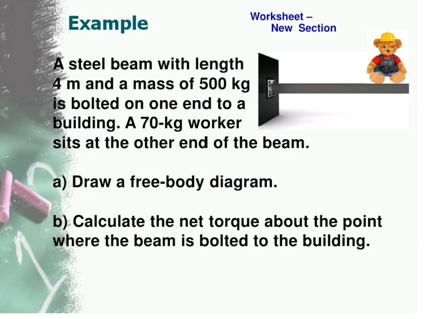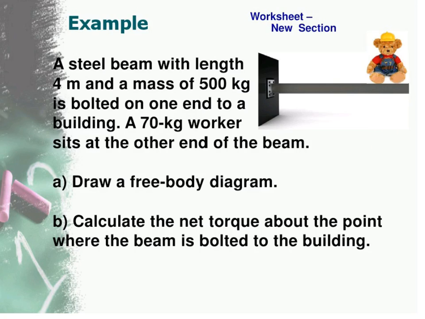So let's look at an example and actually calculate torque. Let's say that we have a steel beam, just like we were looking at, with a length of 4 meters and a mass of 500 kilograms. And that beam is bolted at one end to a building. So let's say that this represents the wall of a building, and we bolted this beam to it. And then we have a 70 kilogram worker who is sitting at the far end of the beam.